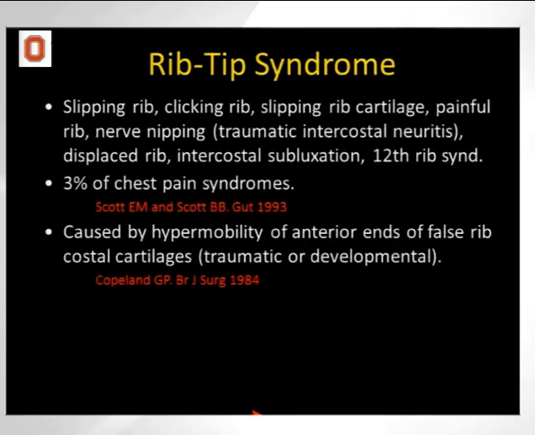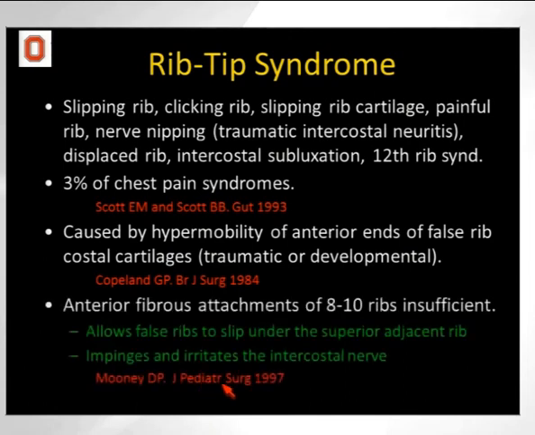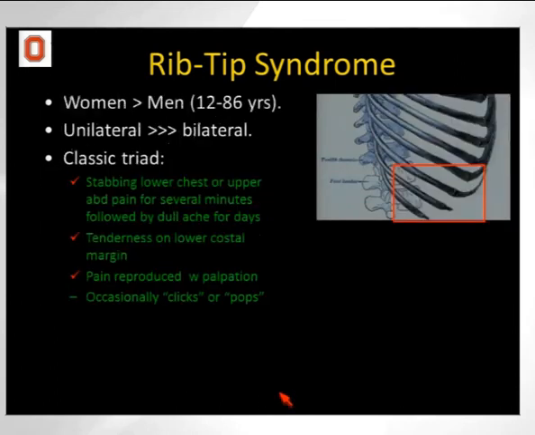Now, rib tip syndrome is something that clinicians are very aware of, but radiologists not so much. And notice that he goes by a number of different names. And it really constitutes a very small percentage of people with chest pain syndrome. And this is caused by hypermobility of ribs 11 and 12. And if you throw in insufficiency of the fibrous attachments of ribs 8 through 10, what can happen is that the floating ribs can then insert themselves underneath the adjacent superior rib and irritate the intercostal nerve.